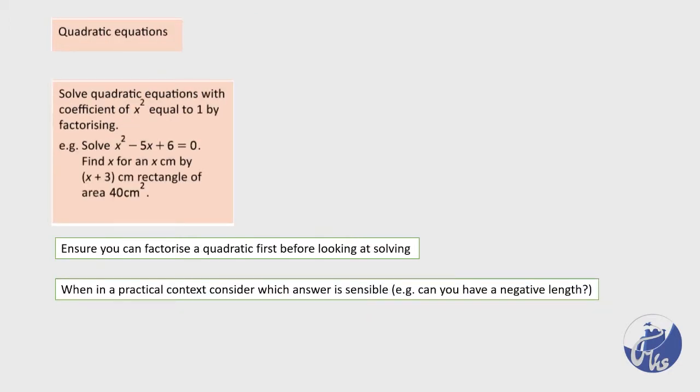The next bit is solving a quadratic equation, and before you really even attempt this, you need to make sure you can factorize a quadratic, because you need to do that before you can do this. The idea of these sorts of questions is that once you've factorized, you then look at the two brackets that you'll have, and your answer will be the opposite of what you can see. So if one of your brackets has x add 3, your solution for that is x equals negative 3. So you want to do that opposite.